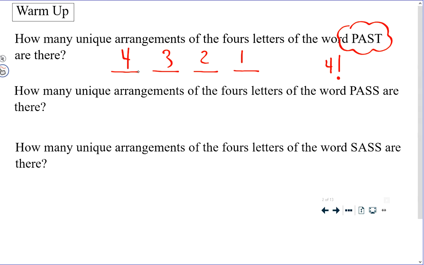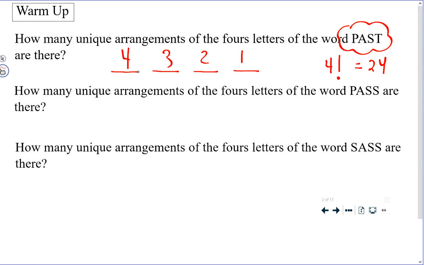But here's where things get a little bit different today. That's true as long as the letters are all different. If you were to try to come up with 4 factorial, which is 24, there are 24 different arrangements of all of the letters of the word past. If you tried to come up with 24 different arrangements using the letters of the word past, you couldn't do it. So if I gave you some Scrabble tiles, a P, an A, and 2 S's, and you started arranging all of those, you would never reach 24 different arrangements. And the reason why you can't is there are 2 S's that are identical.